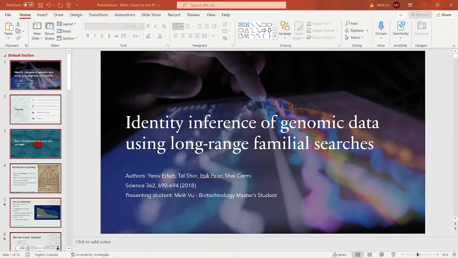Because once you upload the data to GEDmatch, it gets retained. So say 100,000 people use the service, then 100,000 more data points would be collected by GEDmatch. So the database gets bigger and bigger, and the bigger it gets, the better it becomes.